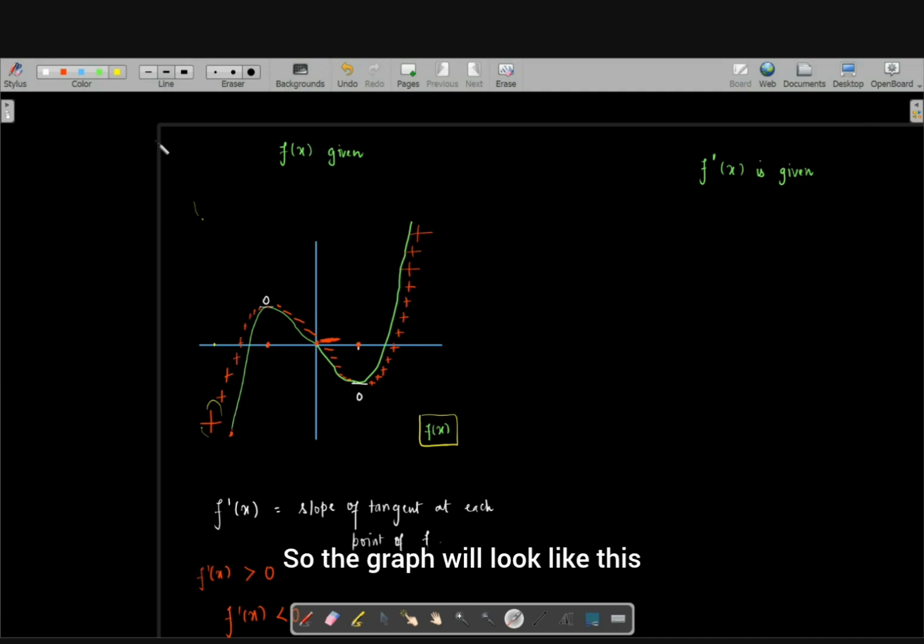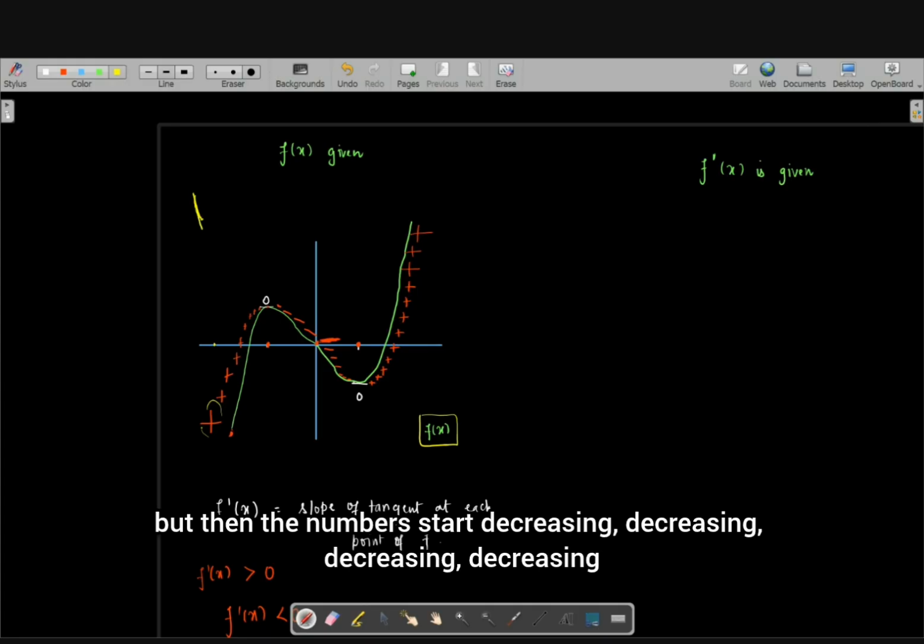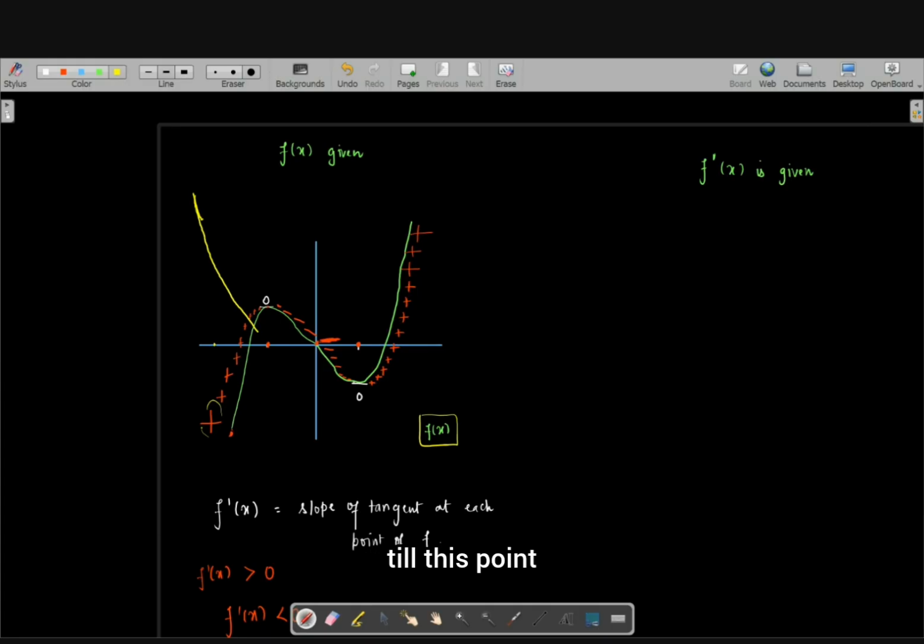So the graph will look like this. It starts from here, very big positive number, but then the numbers start decreasing, decreasing, decreasing, till this point. At this point, we know that f prime will be zero, so it will cross the x-axis. And then the slope is negative, so it will go below x-axis. Negative numbers increasing, increasing. I mean, absolute value of negative numbers will be more, more, more.